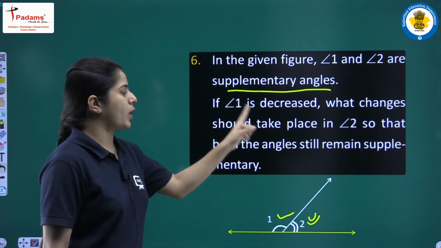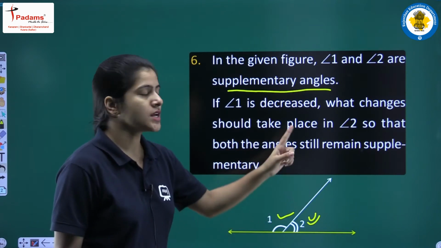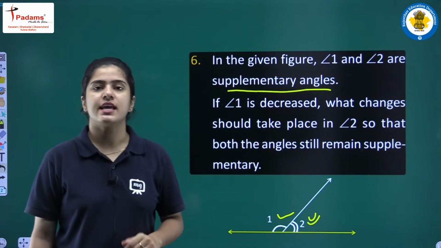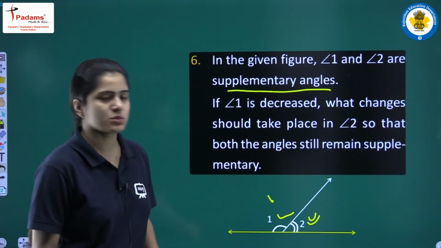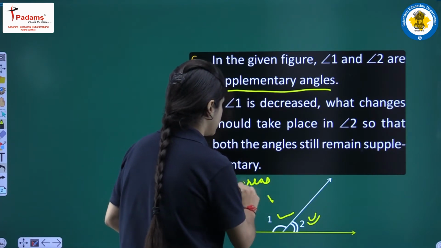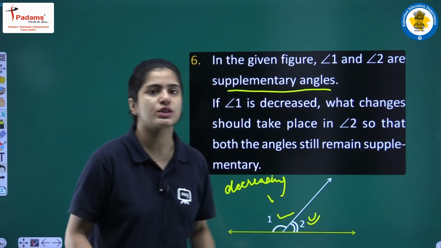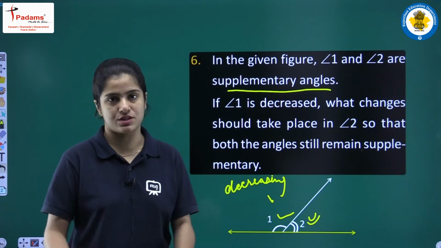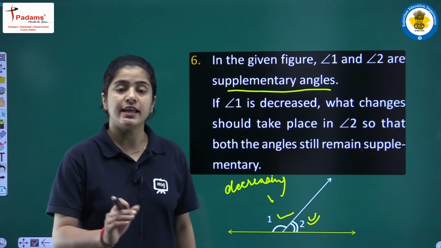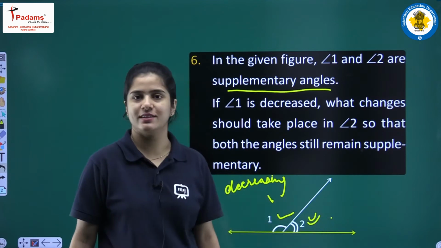Now if angle 1 is decreased, what changes should take place in angle 2 so that both the angles still remain supplementary? It is saying that if we are going to decrease this one, okay, means we are decreasing it, then what changes should be brought to angle 2 so that they both remain supplementary, okay students. Firstly, if we are decreasing this angle, then if we want them to be supplementary, we have to increase this angle, okay students.